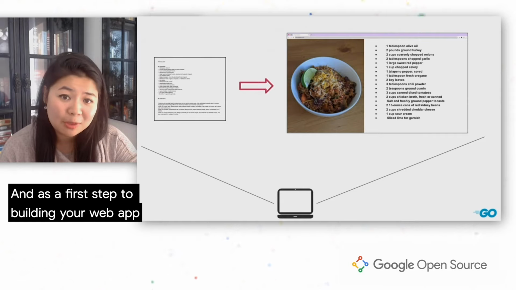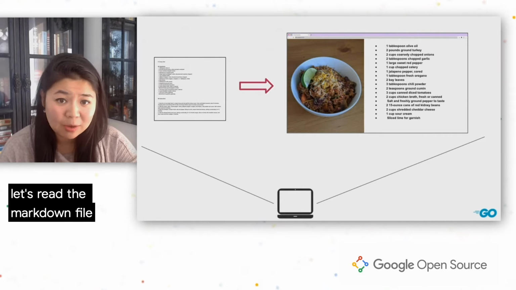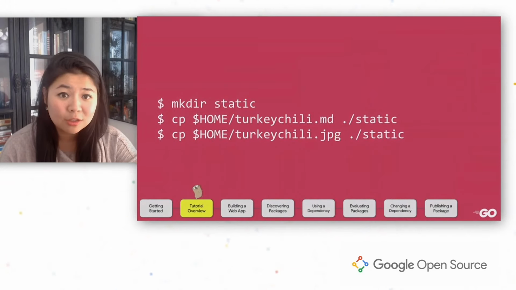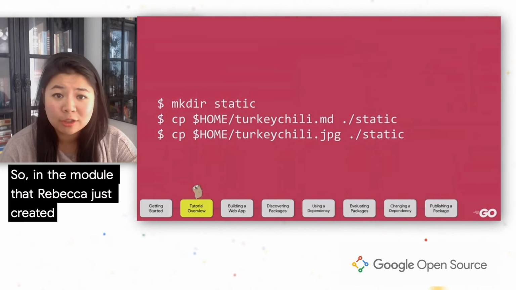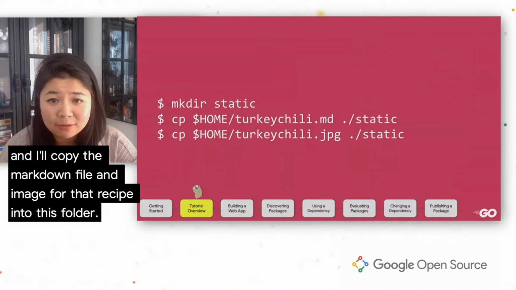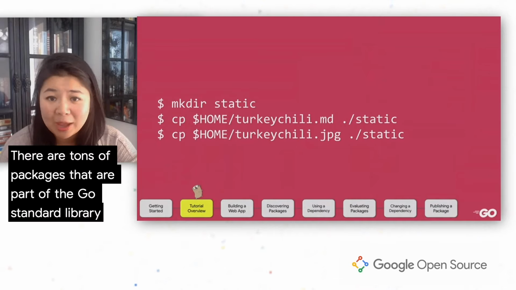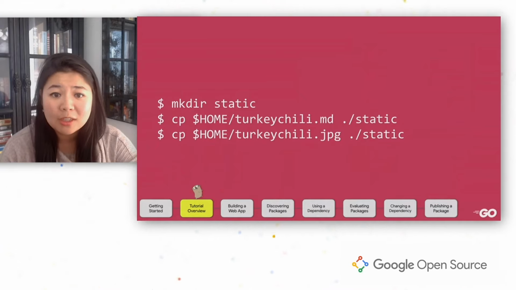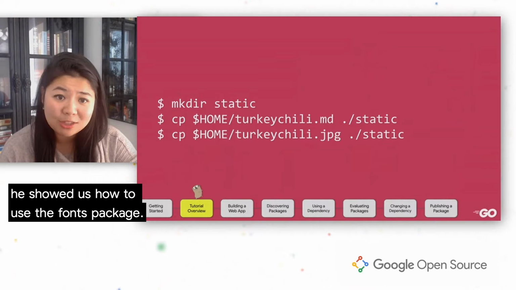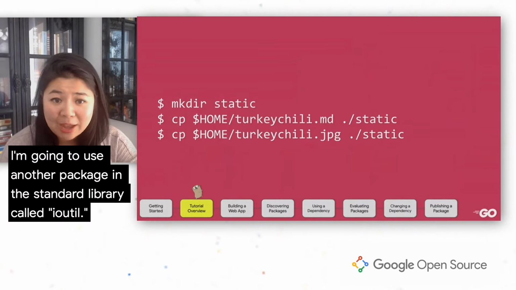And as a first step to building our web app, let's read the markdown file and print the contents of that file to our terminal. So in the module that Rebecca just created, I'm going to create a directory called static, and I'll copy the markdown file and image for that recipe into this folder. There are tons of packages that are part of the Go standard library and included when you install Go. In Steve's Getting Started with Go session earlier, he showed us how to use the fmt package. I'm going to use another package from the standard library called ioutil.